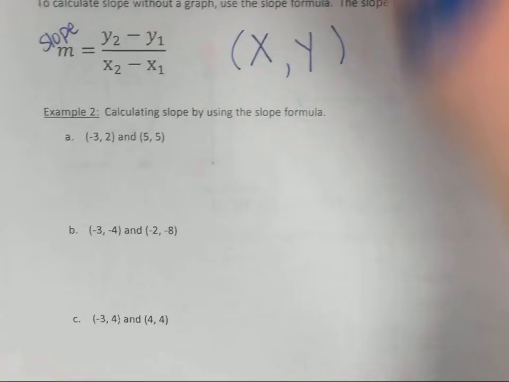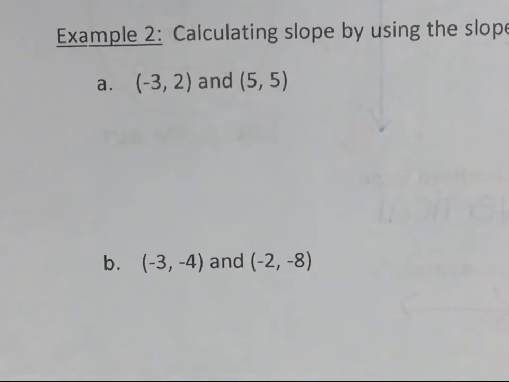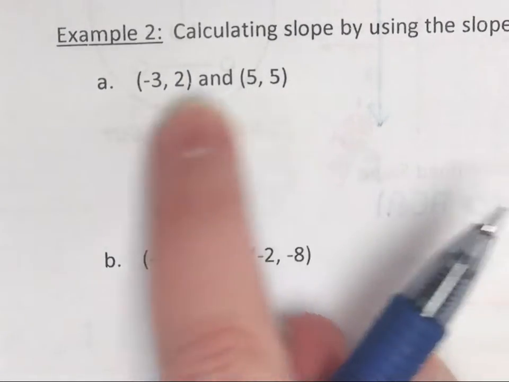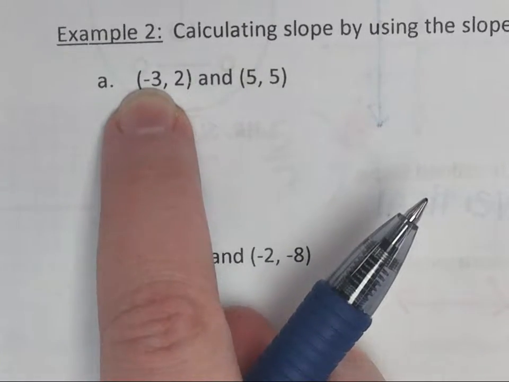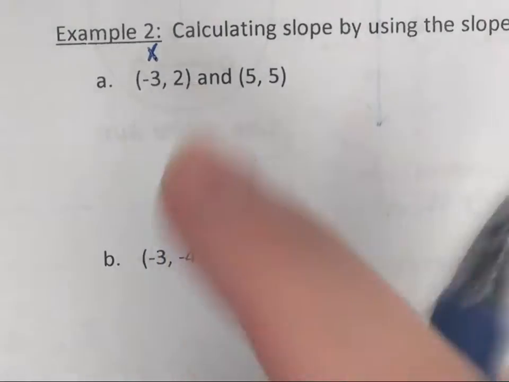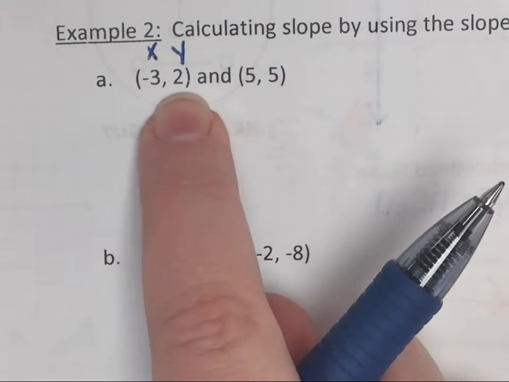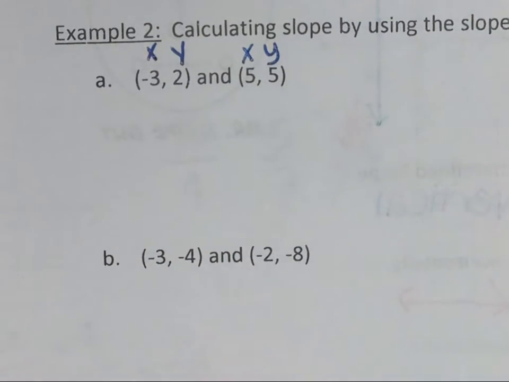the points. All right? So let's go ahead and zoom in to A. Okay? So I have negative 3, 2, and 5, 5. Now we have two coordinates here. The first number always represents X. The second number always represents Y. So in that first coordinate, we have an X, we have a Y. Over here, same thing. We have an X, and then we have a Y.